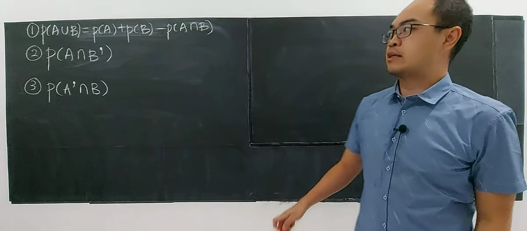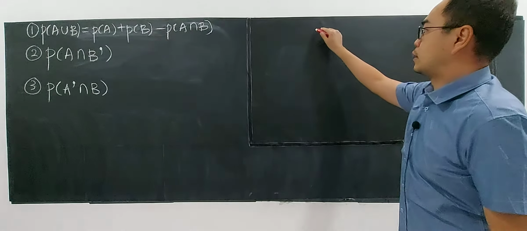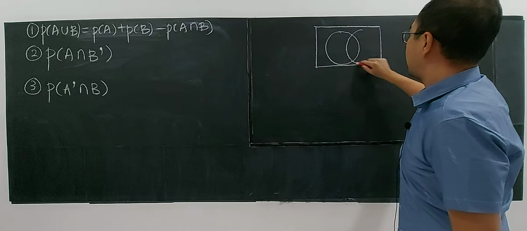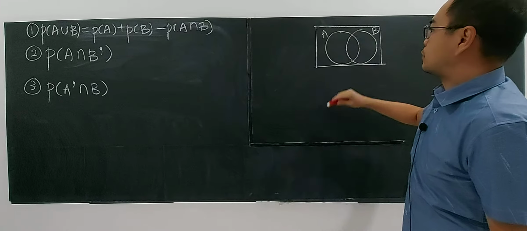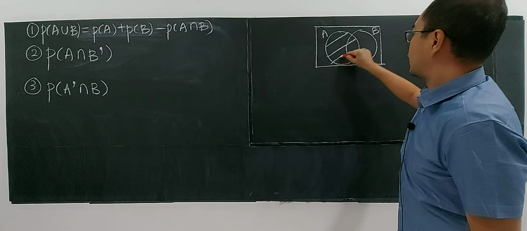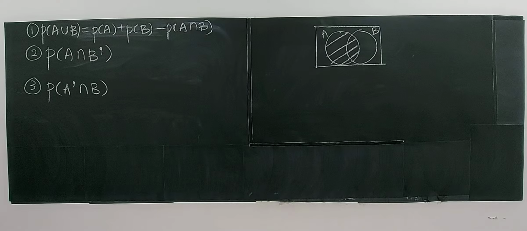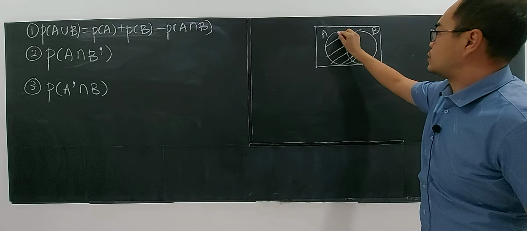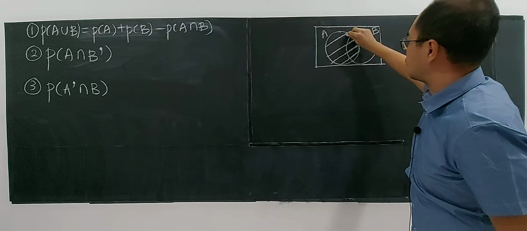So what is A intersecting B prime? I could just ask you to memorize the formula, but I don't want that. So what is meant by A intersecting B prime? It is a region. This is A, all of A. I'm going to use a different color of chalk. So what is B prime? B prime is outside of B, the region outside of B.